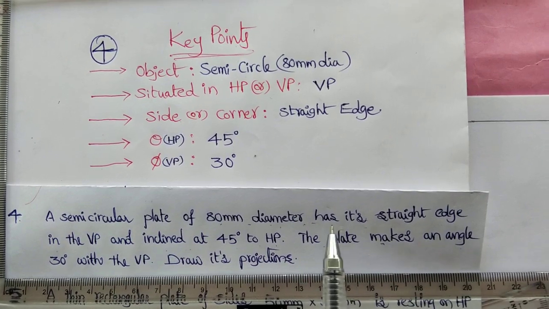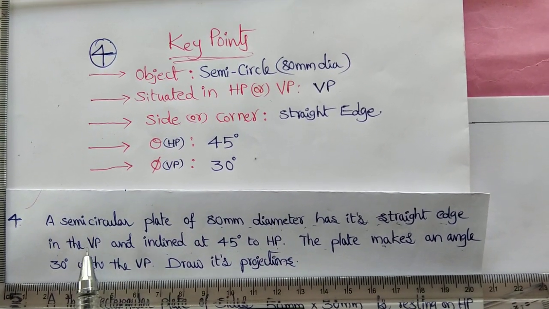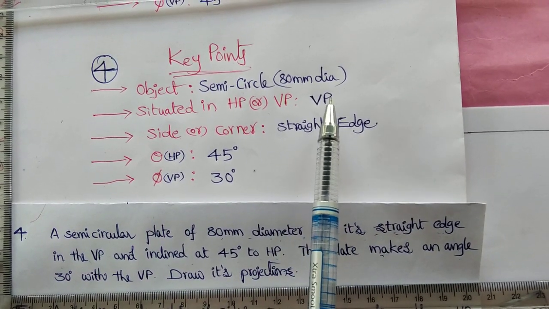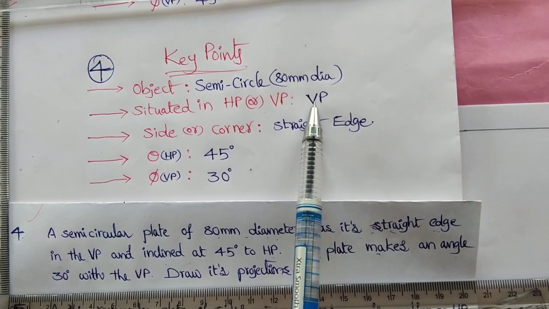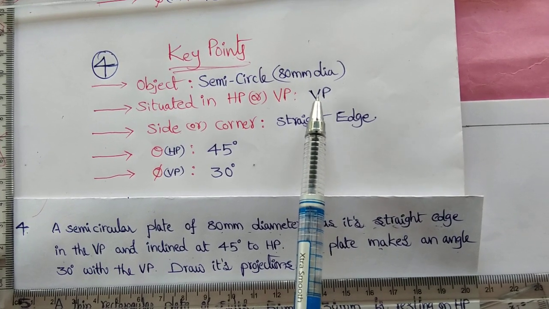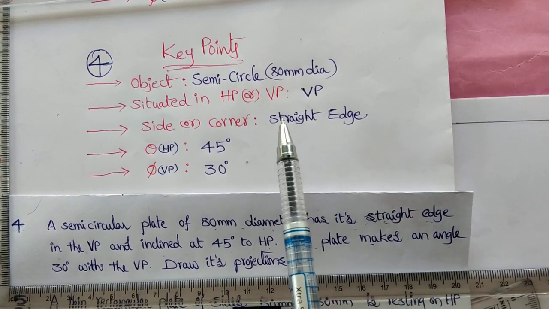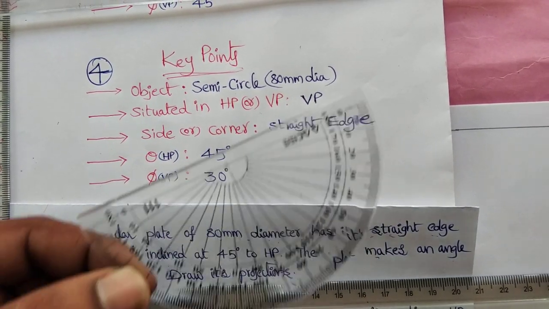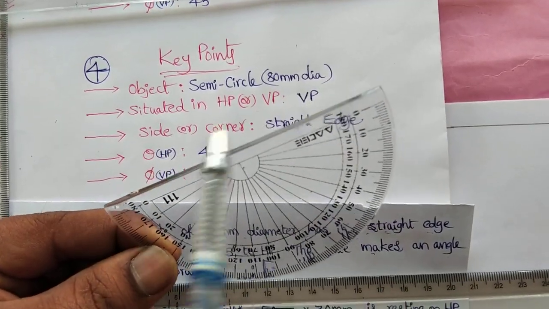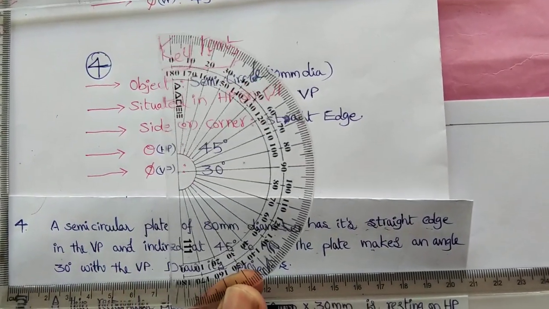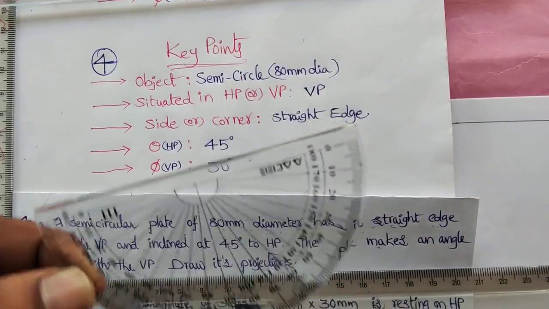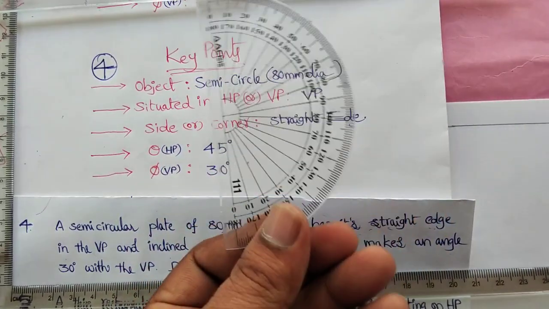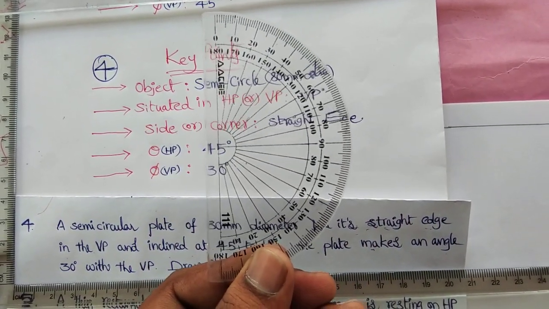If we come to the given condition, its straight edge is in the VP. So we should keep that straight edge on the left side in the simple position. Our true shape comes in the vertical plane, that is, it is available in the front view. Similarly, we should keep the straight edge of the semicircle on the left side in the simple position. Simply in this way we should construct the true shape, not this way or this way. We should keep the protractor or semicircle in this way in the true shape.